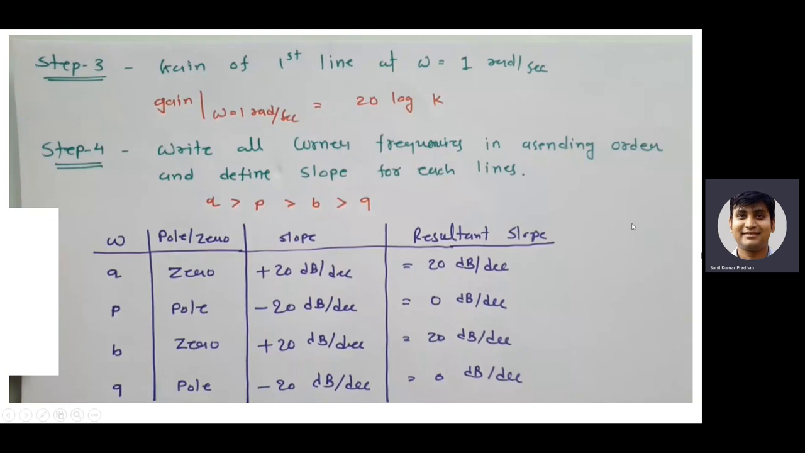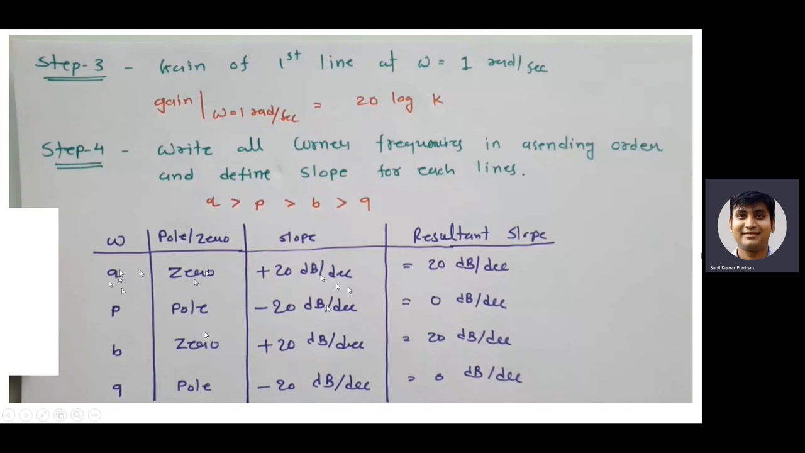So let's say your corner frequencies are like A, P, B, Q. We have to denote whether that corner frequency is a zero or a pole. If it is a zero, then your slope is plus 20 dB per decade. If it is a pole, then it is minus 20 dB per decade. Then after that, we have to find out the resultant slope. Just like that, for this one, it is plus 20 dB per decade when it is A, so the resultant slope is 20 dB per decade.